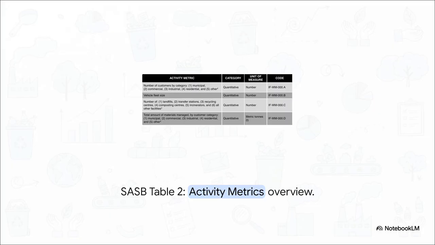Which brings us here. This overview straight from the SASB standards perfectly outlines our entire focus for today. We're looking at 4 precise activity metrics you absolutely must accurately report. Codes IFWM000.A through D. They cover the whole shebang: your customers, your vehicles, your facilities, and the actual materials you manage. Mastering these 4 codes is literally the baseline for standardized industry reporting. It might look simple on the surface, but as we're going to see, the definitions have some very specific guardrails.